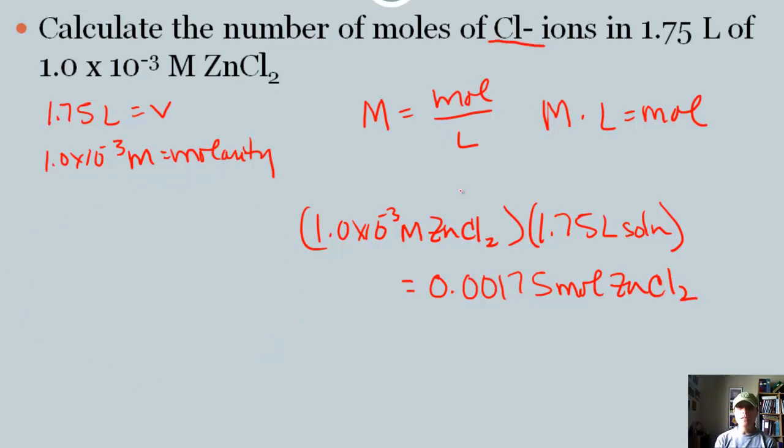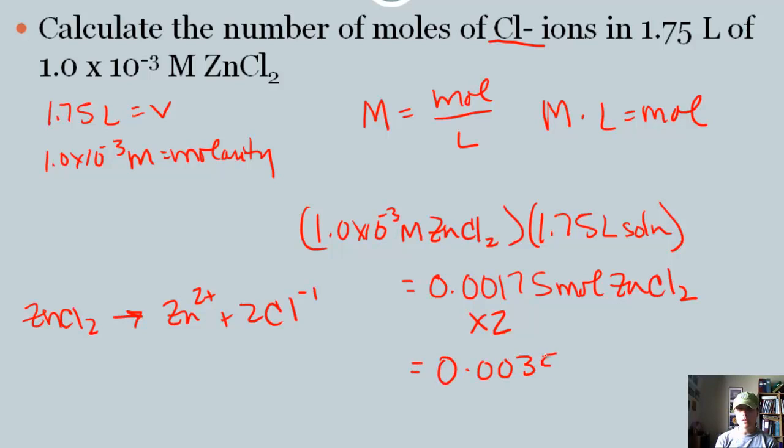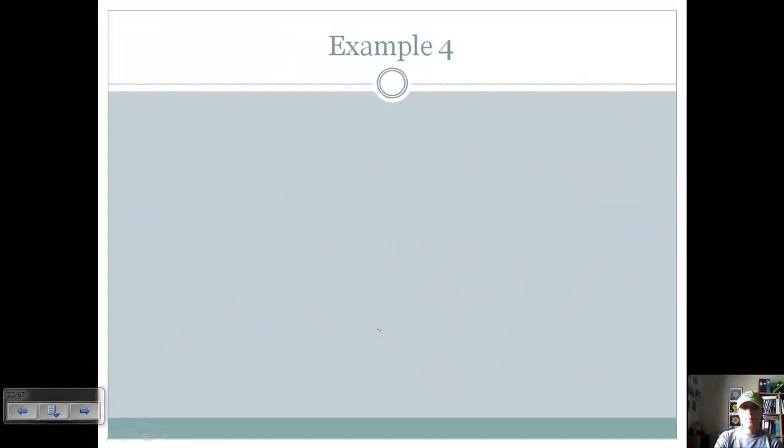Now, that's not the end of the problem. They want to know moles of Cl- ions. If we take our zinc chloride and break it apart, we get our zinc ion and also 2 chloride ions. So just like before, take your moles times 2, and that should give us 0.0035 moles of the Cl- ion. If we look at significant figures, our smallest is 2 with the 1 times 10 to the negative third, so our significant figures are good.